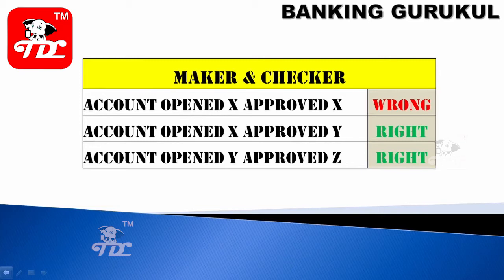So in my scenarios, the first scenario is wrong: opened by X and approved by X is wrong. Second scenario, opened by X and approved by Y, or opened by Y and approved by Z. This is the correct scenario.